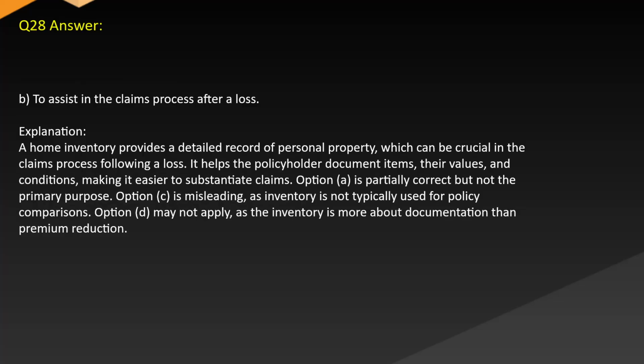Answer: B. To assist in the claims process after a loss. Explanation: a home inventory provides a detailed record of personal property, which can be crucial in the claims process following a loss. It helps the policyholder document items, their values and conditions, making it easier to substantiate claims. Option A is partially correct, but not the primary purpose. Option C is misleading, as inventory is not typically used for policy comparisons. Option D may not apply, as the inventory is more about documentation than premium reduction.